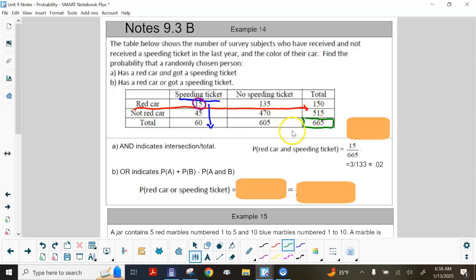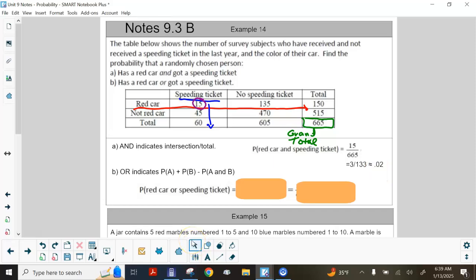Okay, so just keep in mind that all of these probabilities in the table are going to be based off the grand total in that bottom right corner. So 15 over 665 is the correct answer for letter A. And again, make sure you're reducing your fractions so that you are getting 3 over 133, and that your probability is the decimal of 0.02. Okay, I think it's like 0.022 repeating on the calculator, but this should be your reduced and also your rounded answer.